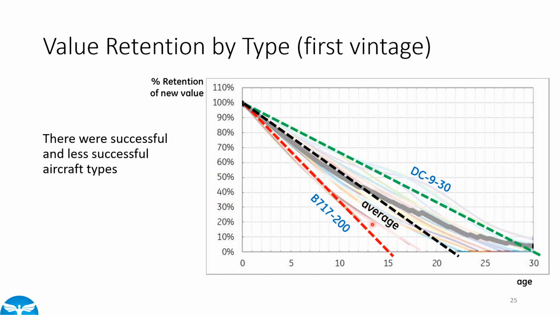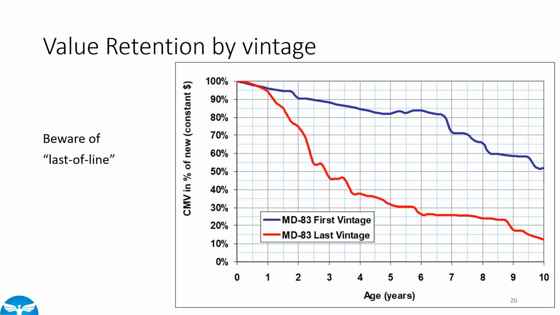So there are successful airplane types and not so successful aircraft types, and sometimes it's difficult to tell ahead of time which ones are going to be successful and which ones are not. Then you have another driver, and that is, is the airplane early in its production run or late in its production run? Here you see an example of the MD-83. The blue line is the first year model of the MD-83 that came out, and the red one is the last year model of the aircraft that came out. You can see that the last of line aircraft depreciated much, much faster than the first vintage aircraft. Huge difference. So here you have to be very careful, beware of last of line aircraft.